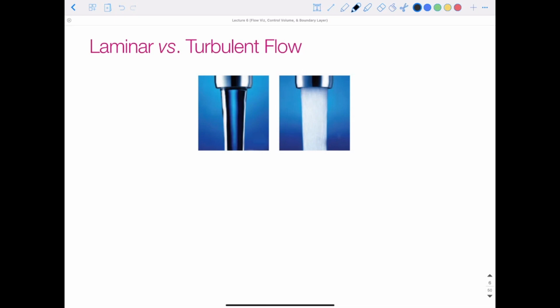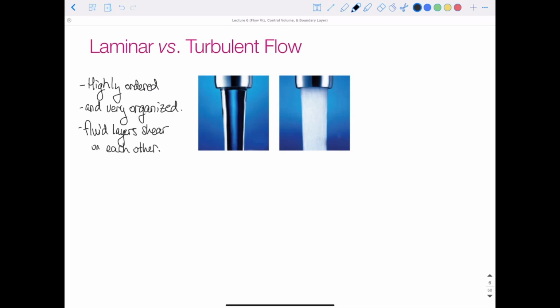So laminar is highly ordered and very organized, and the fluid layers shear on each other. So examples of laminar flow would just be highly viscous fluids flowing in small pipes, for example. Think of pouring honey. So on the other hand, we have turbulent flow.